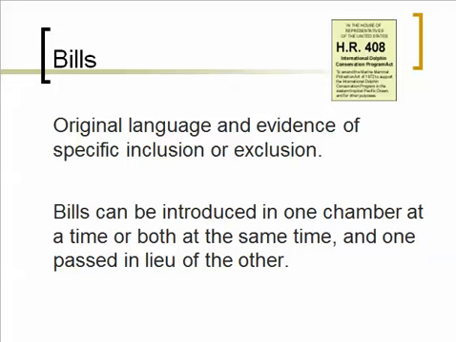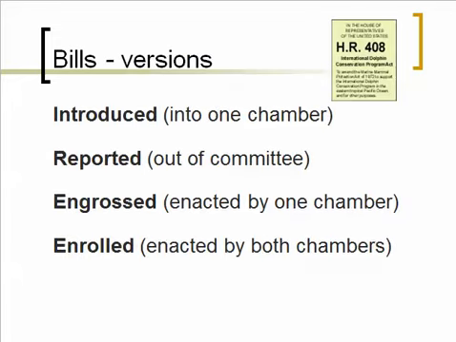Bills can be introduced in one chamber at a time, or both at the same time, and one passed in lieu of the other. Bills with different numbers on the same subject are related bills, and when one bill is passed in lieu of another, they're called companion bills. In the lawmaking process, one bill goes through many versions.